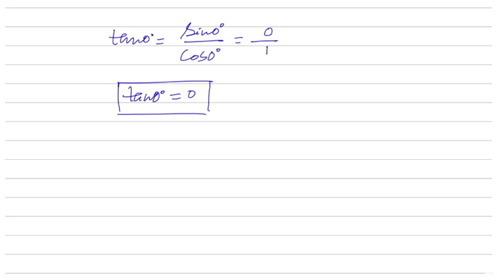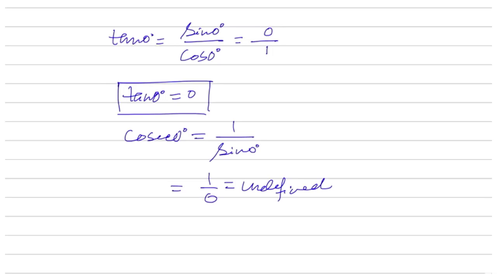Cosec 0 degree is equal to 1 upon sin 0 degree. Sin 0 degree is 0. Therefore, this is equal to 1 upon 0, which is undefined. Therefore, cosec 0 is equal to undefined.